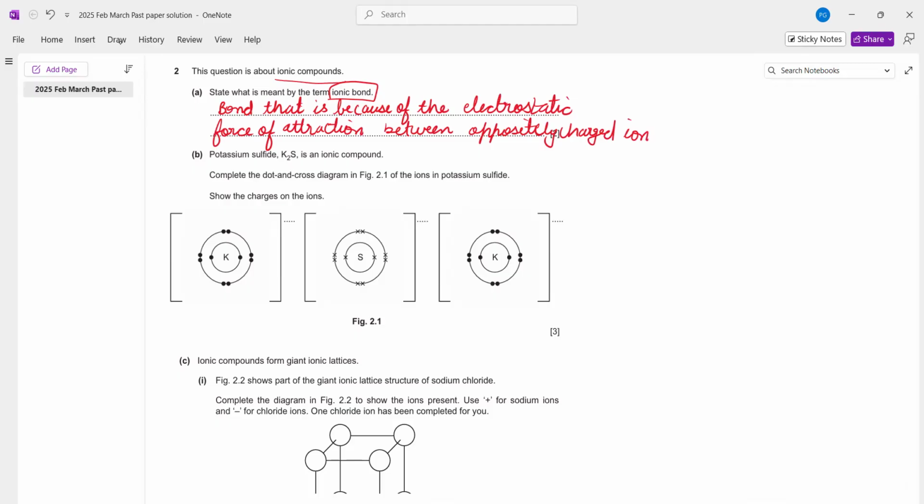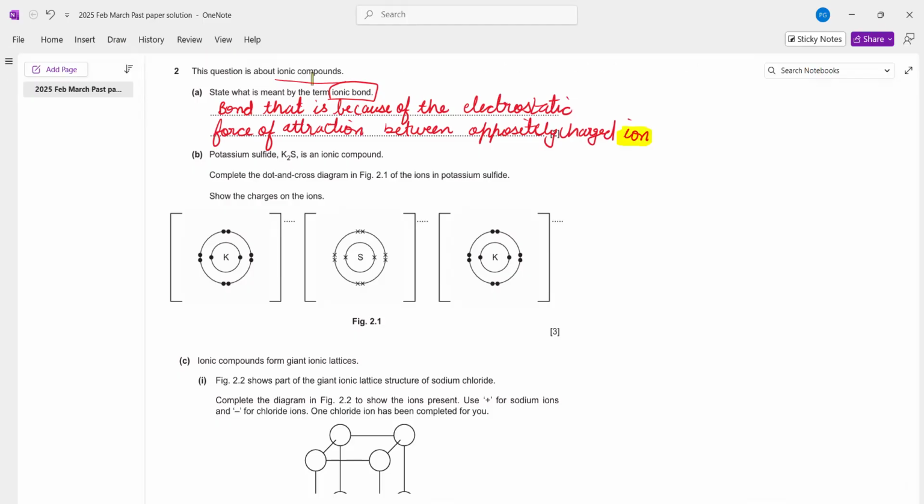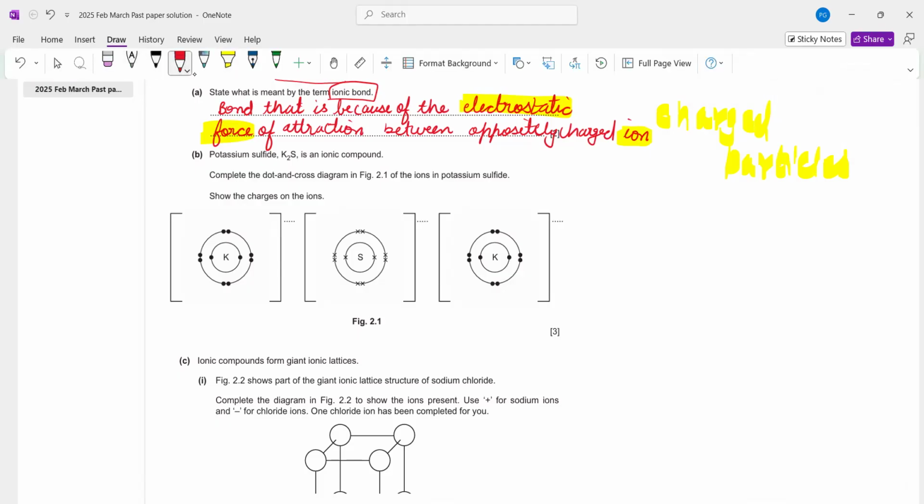Now let's understand a few terms here. What are ions? Ions are charged particles that have charge. For example, Na+, Cl-, Mg2+, Al3+, SO4 2-. They are all called ions because they have charges on them. Now, what is this electrostatic force? So, dear children, electrostatic force is nothing but the force of attraction that exists between charged particles.